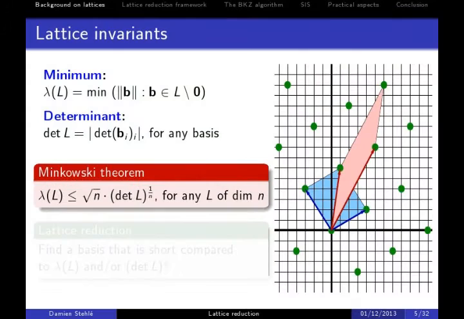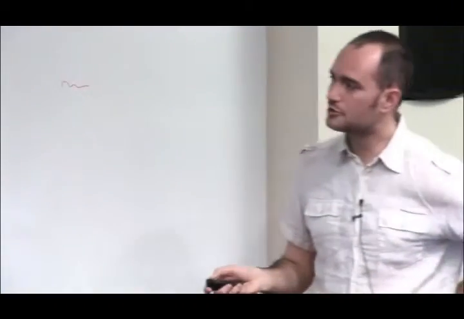And there is a very famous theorem that allows us to link these two invariants. It's due to Minkowski. It says that the first minimum, or the minimum of the lattice, λ, is smaller than square root of n, where n is the dimension of the lattice, times the nth root of the determinant of the lattice, for any lattice.